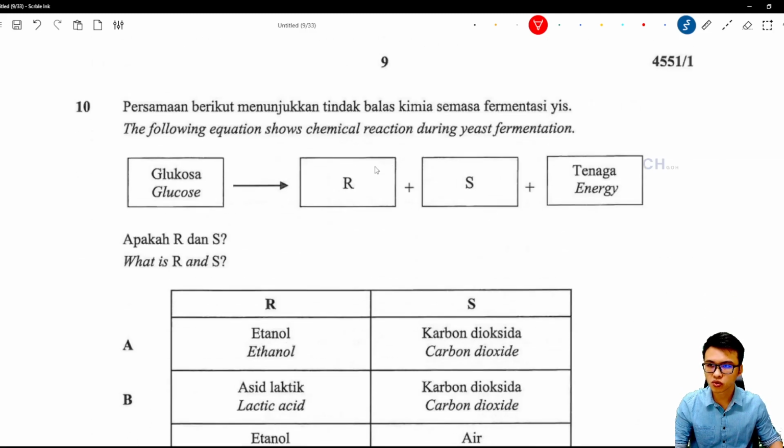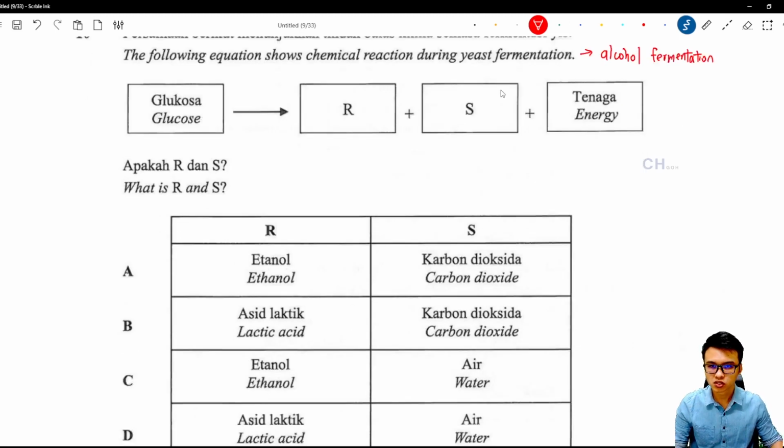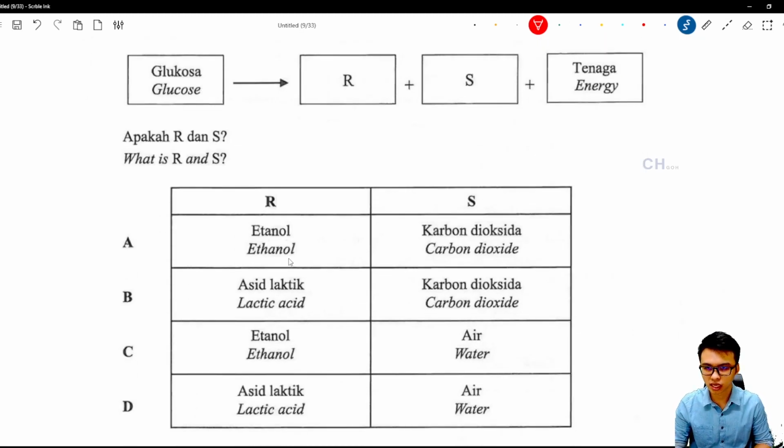Okay, let's continue with question 10. The following equation shows the chemical reaction during yeast fermentation. For yeast fermentation, that one is called the alcohol fermentation. Alcohol fermentation. So in the alcohol fermentation, we should have carbon dioxide and alcohol as a product. So the answer here should be alcohol and carbon dioxide. Okay, so the answer here should be A for question 10.